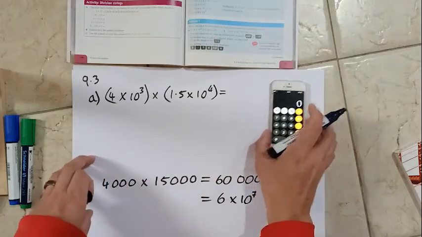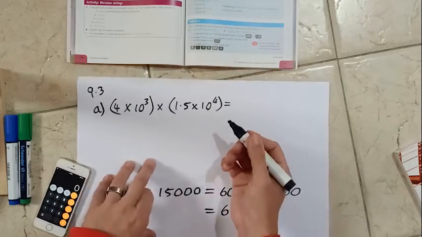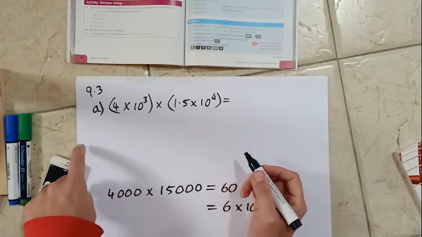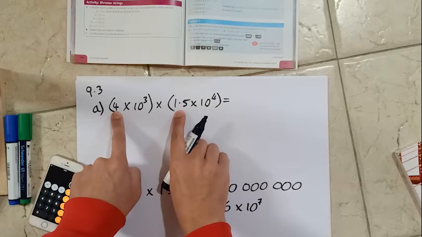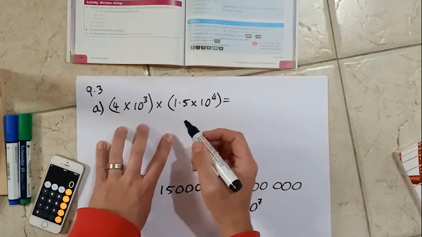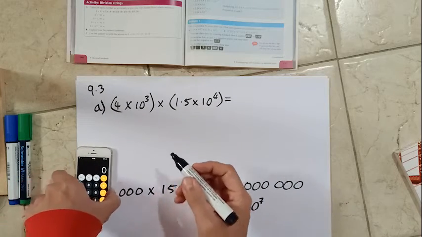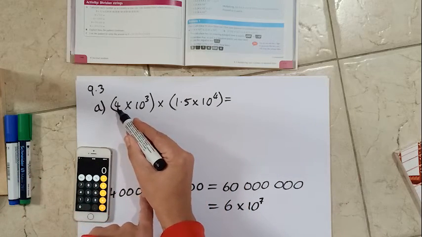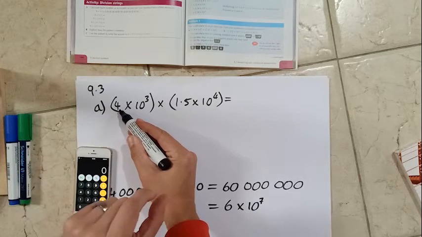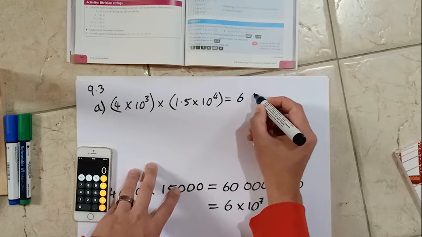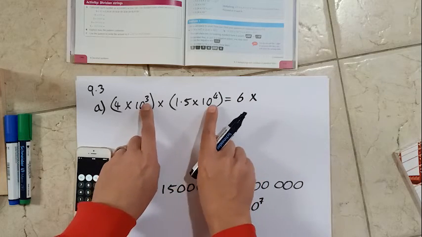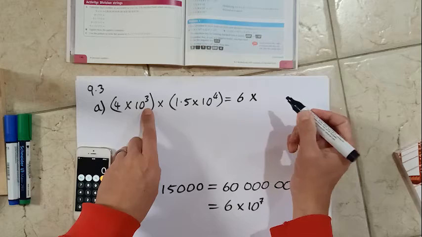Okay, now let's look at how we might do it here. So, now we need to be careful here. 4 times 1.5. Again, I could use my calculator, but well, 1 4 is 4. Another half of that, half of 4 is 2. That would be 6, wouldn't it? 6 times, and then what we do is we add up the powers.